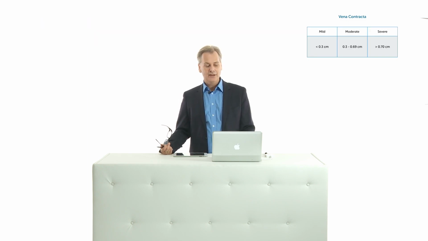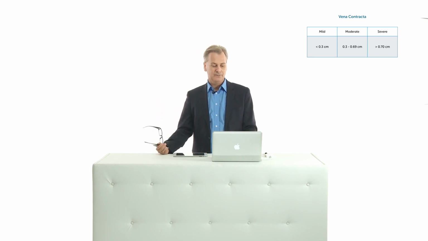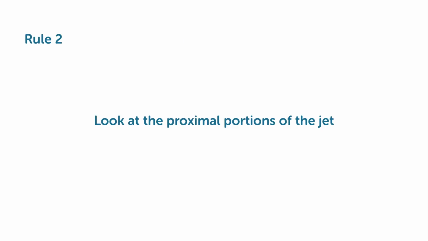Here are some values that you can use. Now, I personally don't measure the vena contracta, but so that you get a gross approximation of how to use this width, here is what you would find in the literature. Mild below 0.3, moderate between 0.3 and 0.7, and more than 0.7 would denote severe mitral regurgitation. So here is rule 2. Look at the proximal portions of the jet to quantify mitral regurgitation.